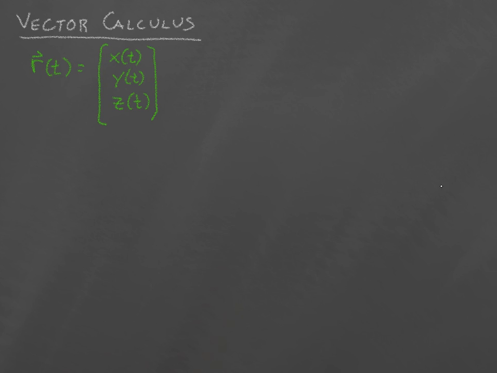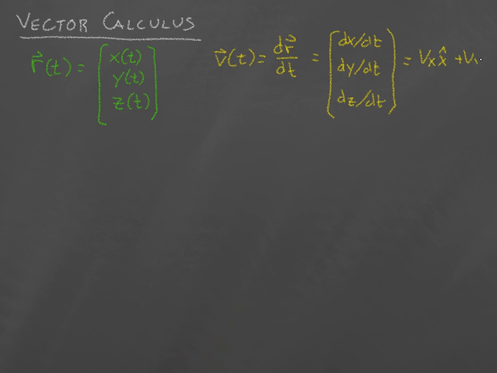So we said that velocity v is dr dt. So what that means for the vector components is this is just dx dt, dy dt, dz dt. Remembering, another way to write this is vx x hat plus vy y hat plus vz z hat, where we just remember vx is dx dt, vy is dy dt, vz is dz dt.